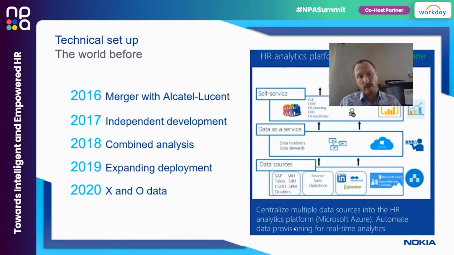As we moved from that merger into the years that followed, we started to develop, first of all, independently. Then we began to combine our analysis and our analysis techniques. We then began to expand our deployments through technology. And as we got into 2020, we began to compare what we call X and O data. So O is the heavily operative data that you'll be familiar with in HRIS. X data is our experience data. So that's surveys, focus groups, qualitative interviews, and any other information that gives us a feel for the experience of our employees.